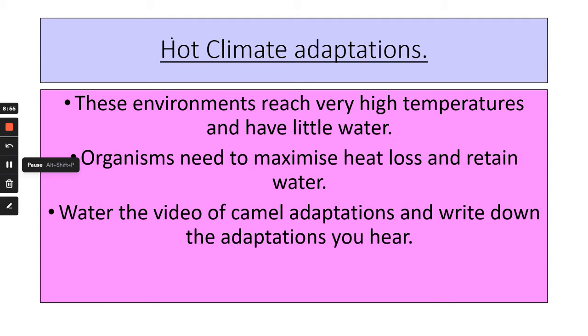Okay, we're now going to talk about hot climate adaptations. These are environments where they reach very high temperatures and have little water. Organisms need to maximise heat loss and retain water. So you need to watch the video of the camel adaptations and write down the adaptations that you hear.